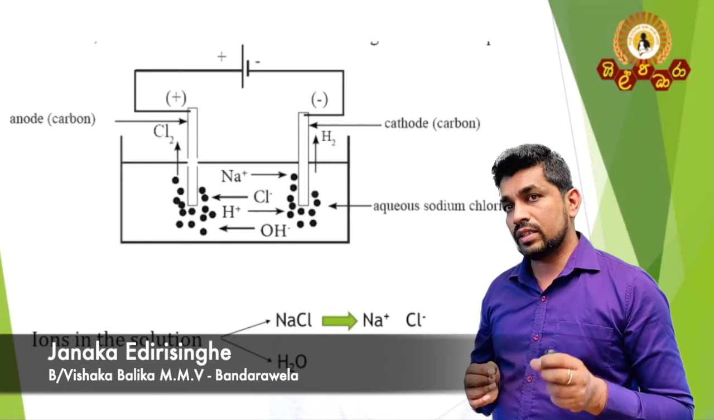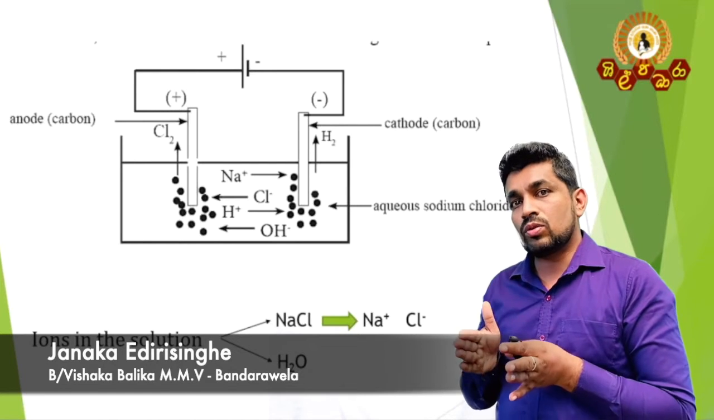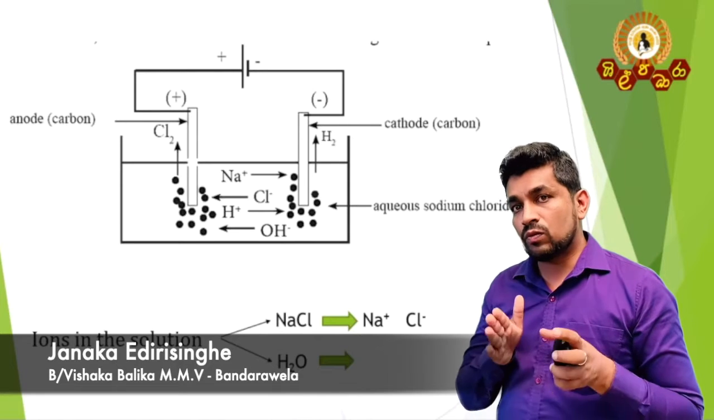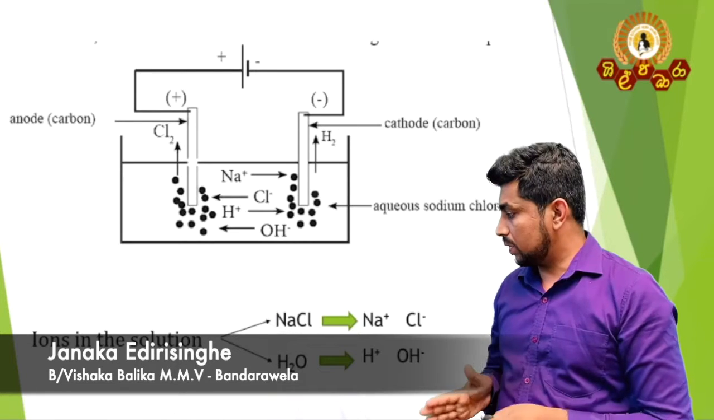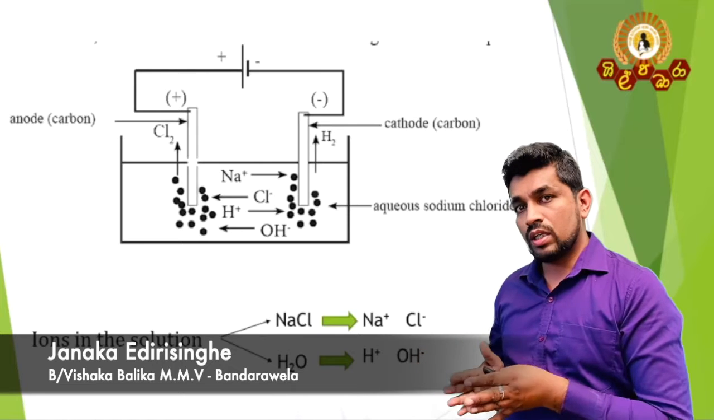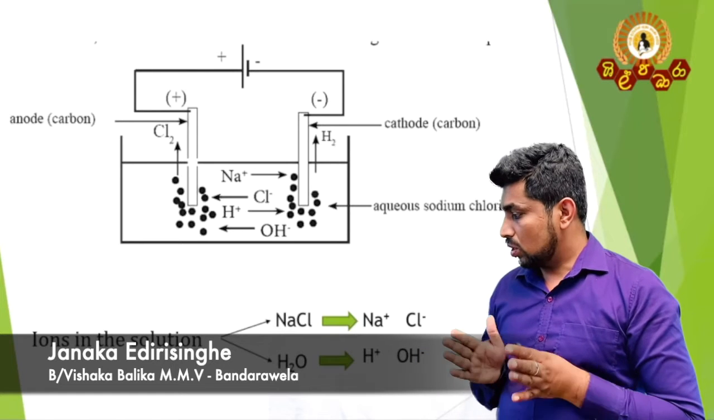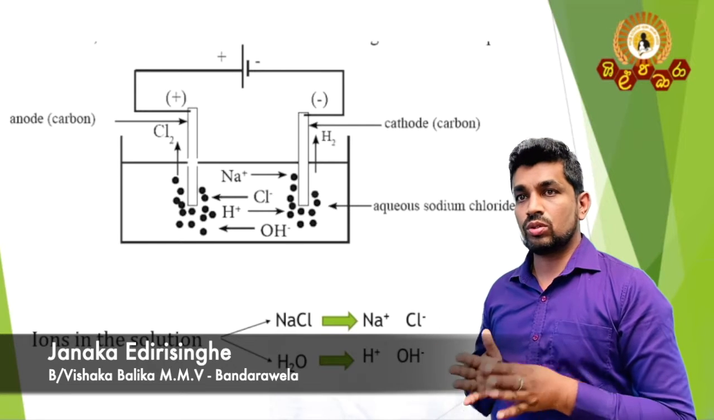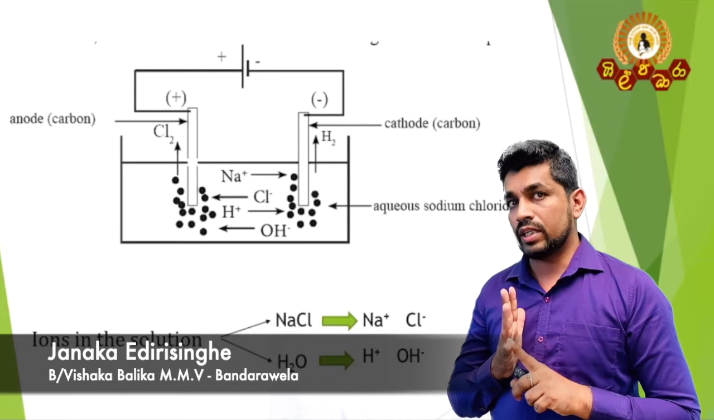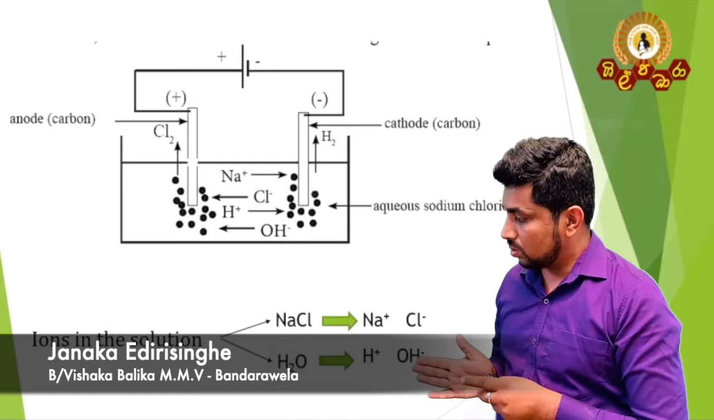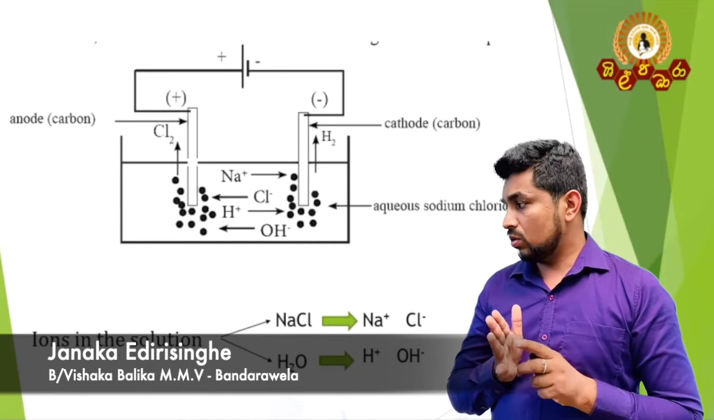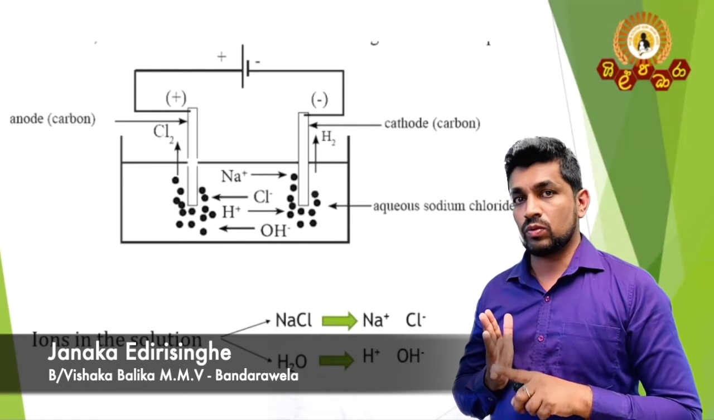Then we can mention that when it is separated into ions, in the same manner you can identify that the water molecule is also separated into ionic form. How? It separates into hydrogen ions as well as hydroxyl ions. So now within the diagram you can see, and in the explanation below, the ionic formation of sodium chloride as well as water.